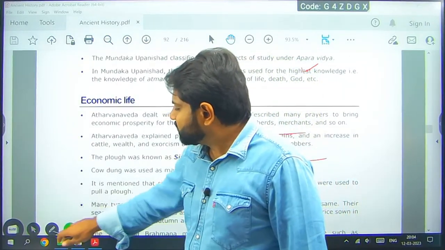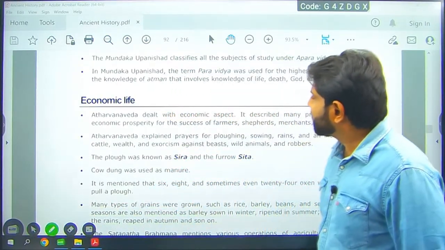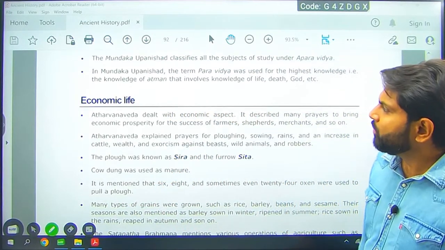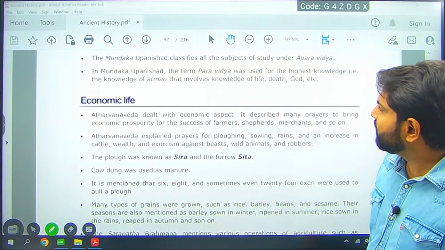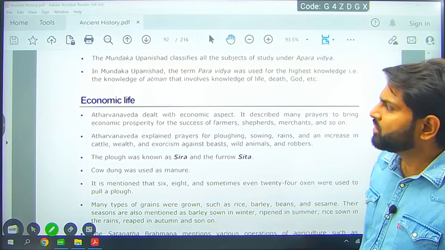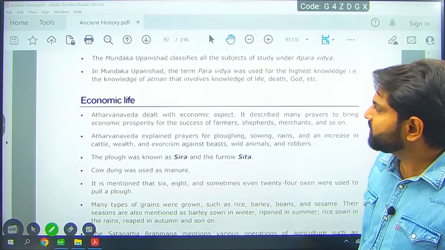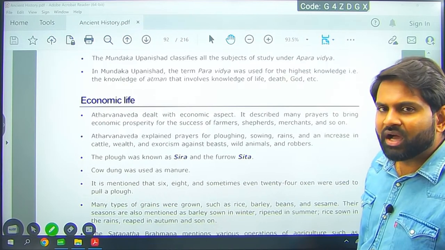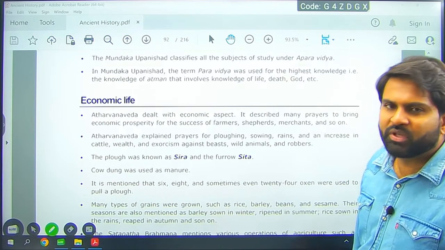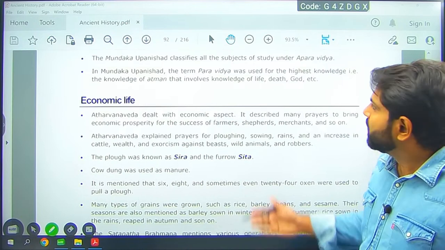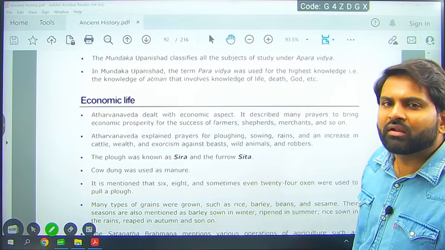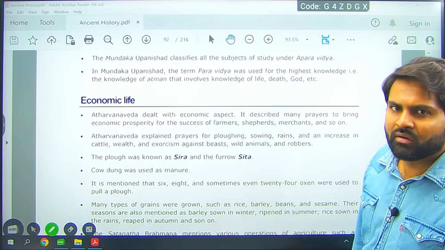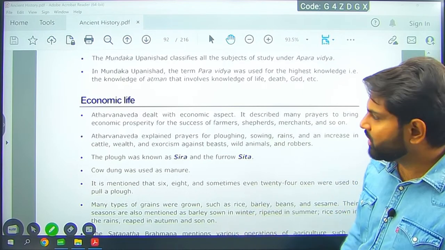So Aparavidya, education, classified different subjects. The Mundaka Upanishad termed Paravidya for the highest knowledge, which is talking about knowledge of Atman, involving knowledge of life, death, etc. So Paravidya for spiritual conquest, and similarly Aparavidya for material conquest. Both are intellectual conquests, right?